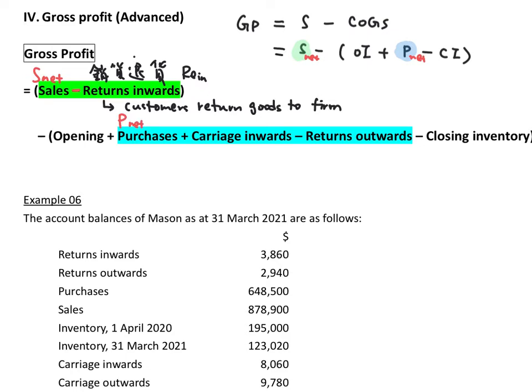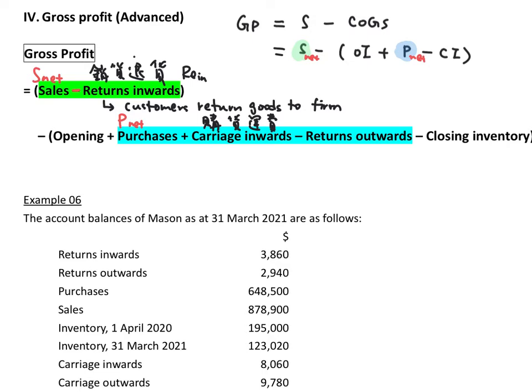For the net purchases, we include two new terms right here. One is related to the carriage inwards. Carriage inwards in Chinese means 購貨運費. That means when you purchase some of the goods, and then you need to pay the delivery fee to the logistics firm. So we add this into the cost of goods sold. Add to the cost.